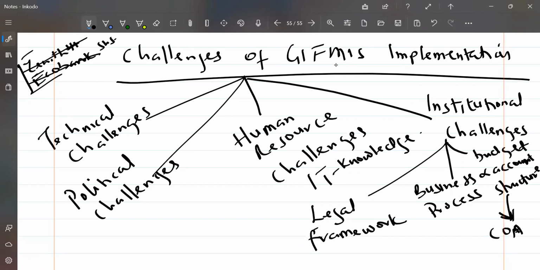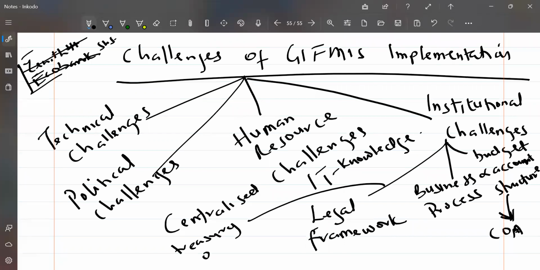The last one, since it's an institution, will be centralized treasury operation, and I'll talk about that. Because it's an institution, that's why we're talking about all these issues. We need to make sure all these things are implemented before you start. Centralized treasury is supposed to link to the Treasury single account. The system is supposed to feed so that all monies received and accounted for can be fed into our single Treasury account. This one is supposed to feed the chart of accounts.